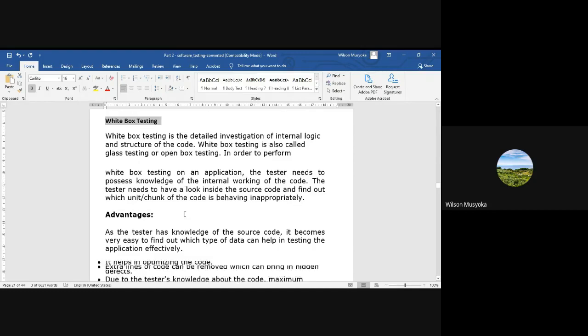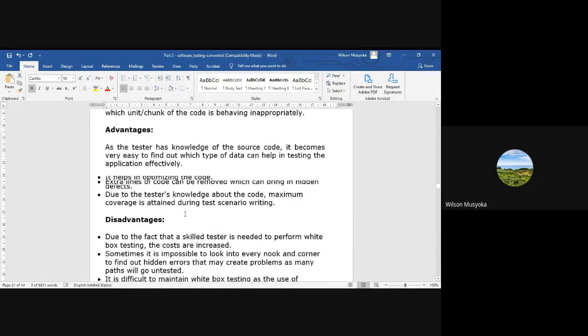So an advantage is that the software tester has knowledge of the code, and it becomes very easy to find out which type of data can help in testing the application properly. It also helps in optimizing the code, and extra lines of code can be removed, which can bring in other defects. And due to testers' knowledge about the code, maximum coverage is attained during the test scenario writing.